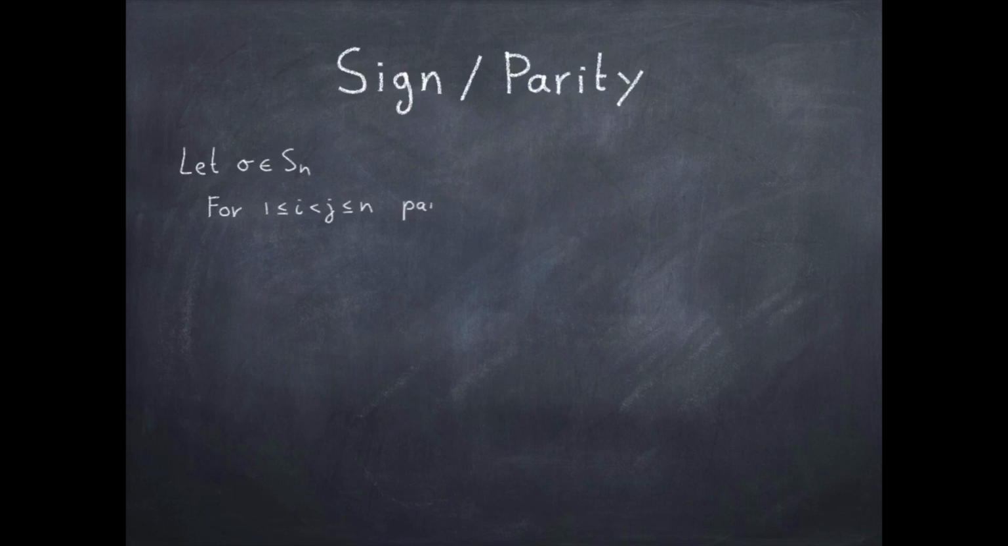Let sigma be a permutation. A pair of elements i, j is called an inversion if i is smaller than j, but sigma i is bigger than sigma j.